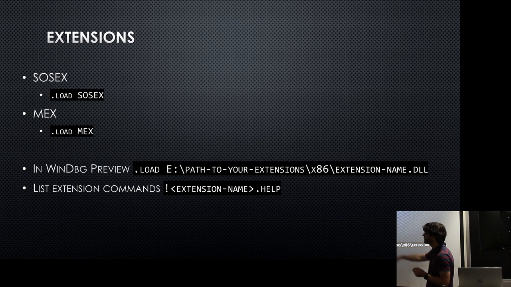So let's say I just issued .load mex. What I can do is !mex.help, and this will list all the commands available in this extension with hyperlinks, and then you can click on the name of a command, and that will display in the WinDbg console what this command can do, the kind of inputs and outputs. So that's actually the only way you can find what a command does, really.